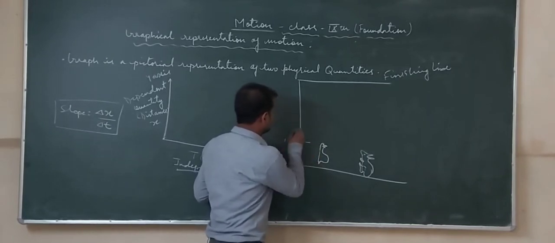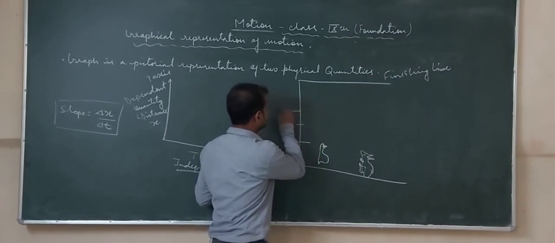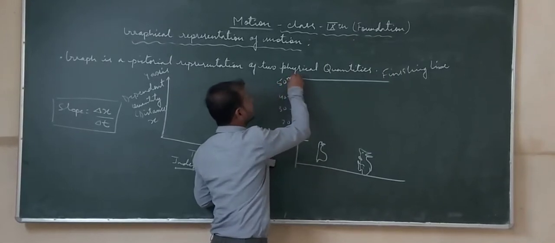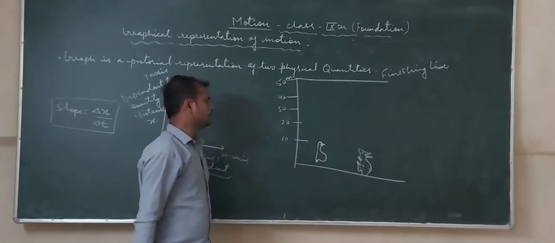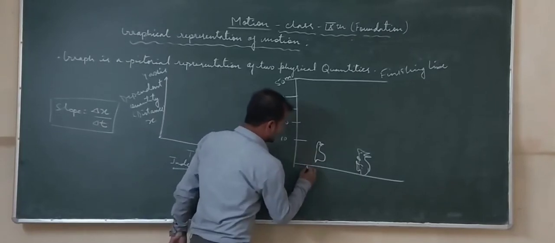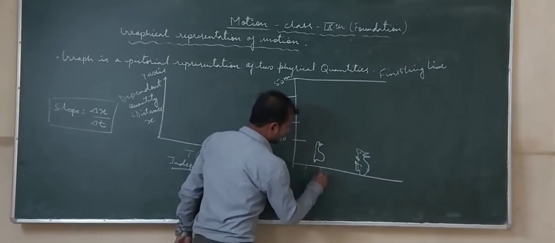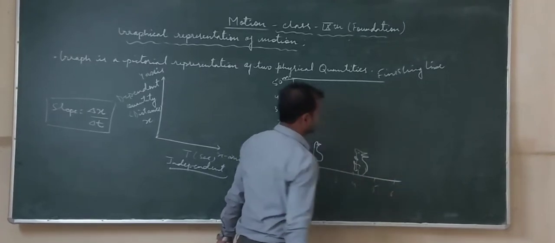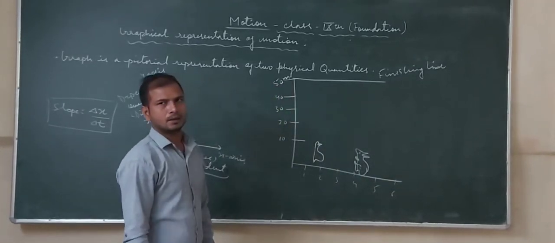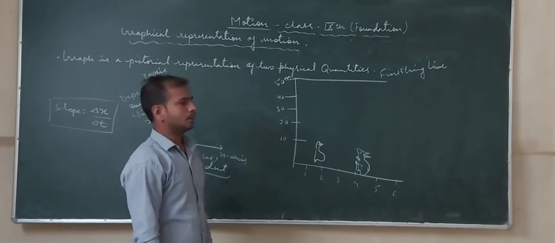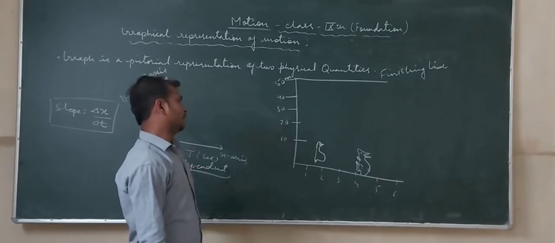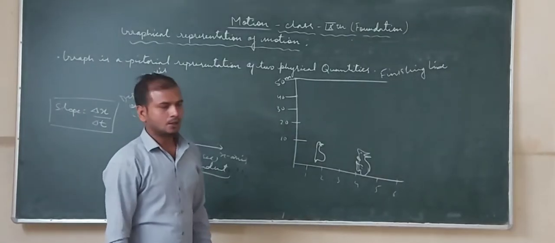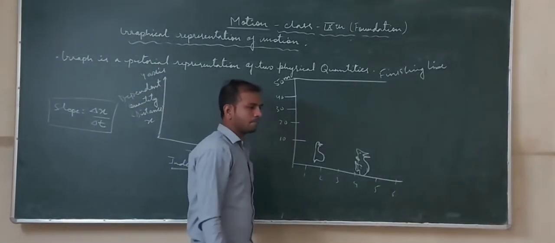This is 10 meter, this is 20 meter, this is 30 meter, this is 40 meter, and this is 50 meter. So the race is of only 50 meter. And these are the time durations: 1, 2, 3, 4, 5, 6. Okay, so let's talk about the race. Any guesses who will win? No doubt, the rabbit is going to win. So how did they win?